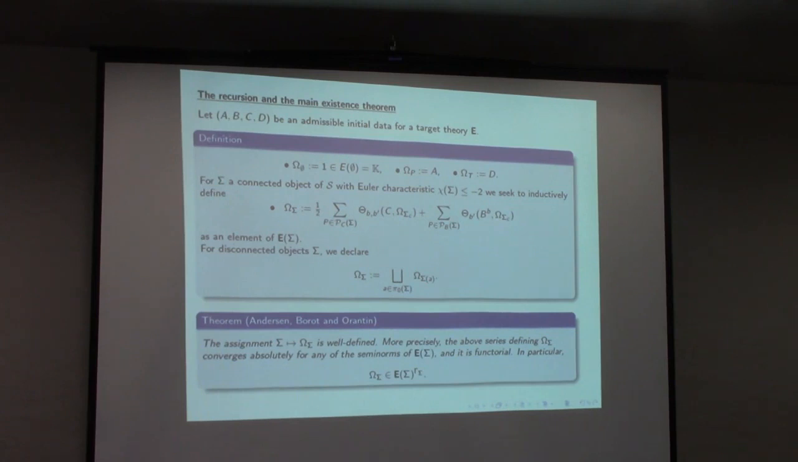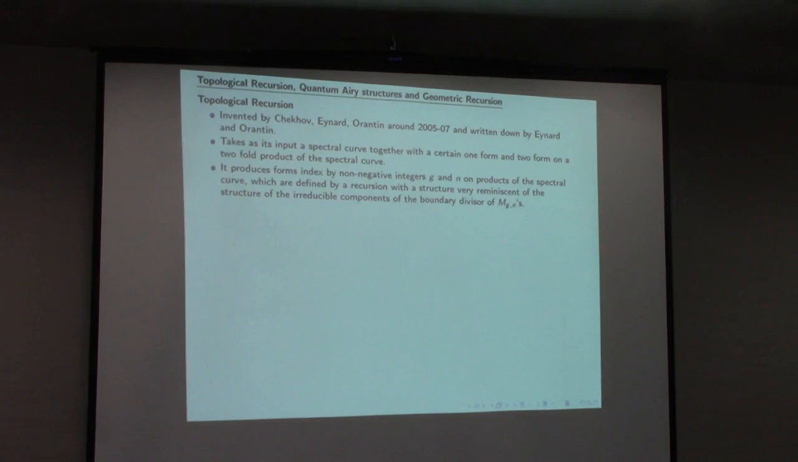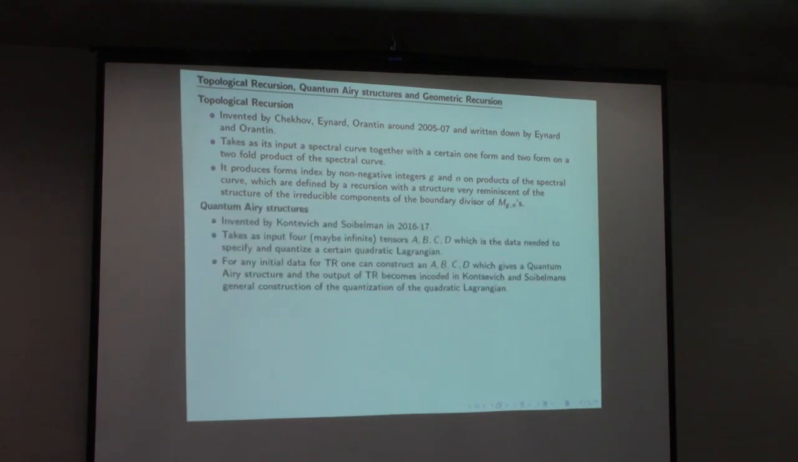So they are mapping class group invariant. They are functorial. Very good. And we skip the proof that I talked a little bit about. Here is the overview that I also mentioned.